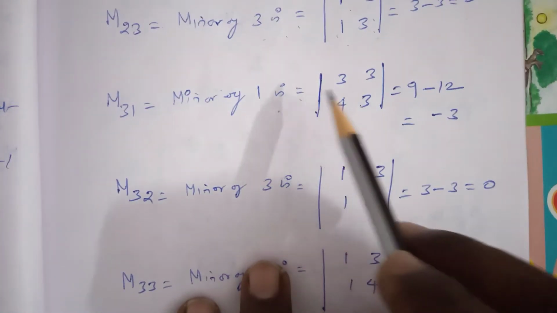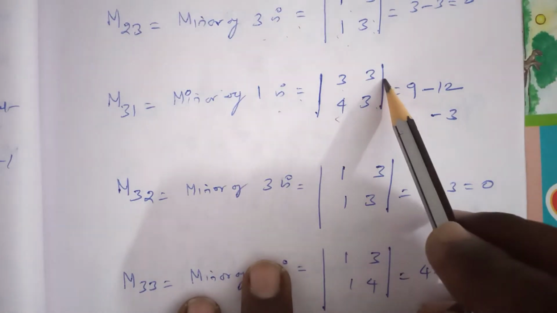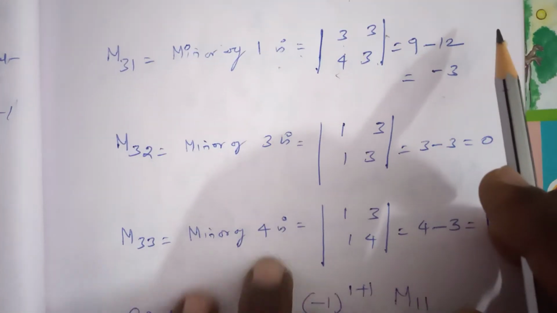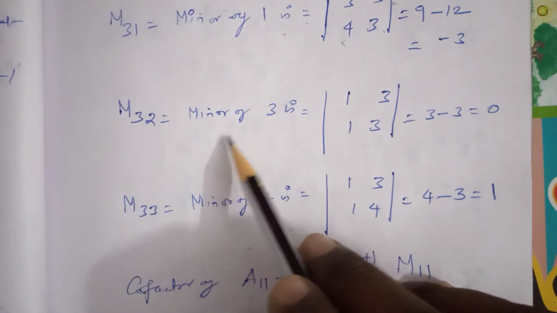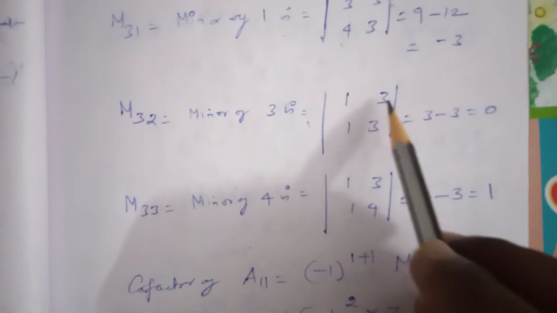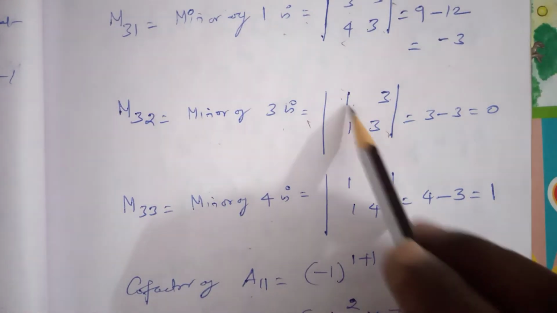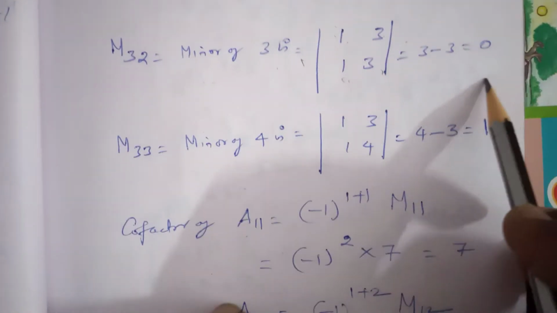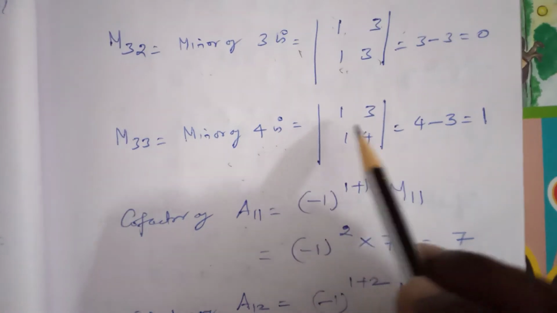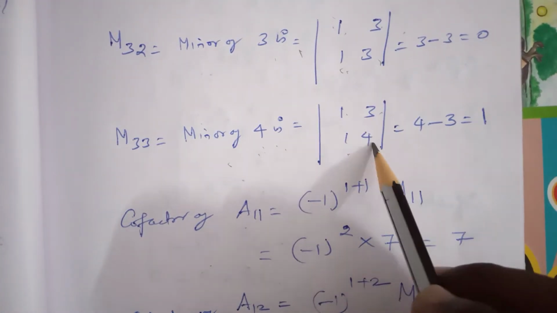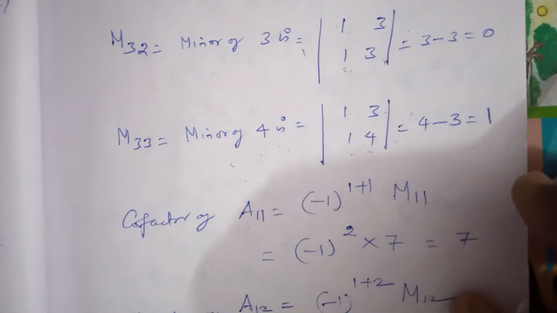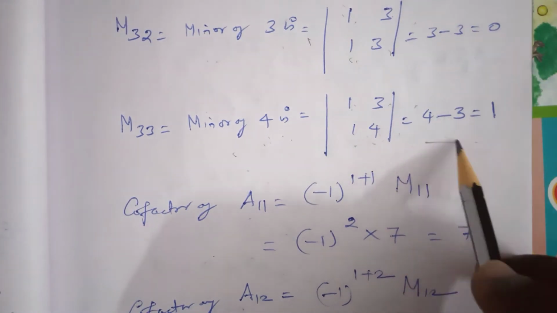M31: 3 into 3 is 9, minus 12 equals minus 3. Third row second column, M32: the remaining values are 1, 3, 1, 3. Cross multiply: 3 minus 3 is 0. M33: the remaining values are 1, 3, 1, 4. Cross multiply: 4 minus 3 is 1. So these are all the minor values.